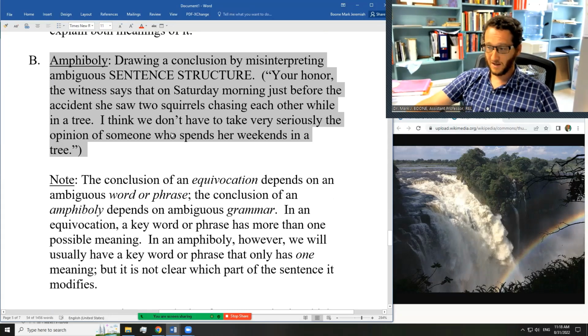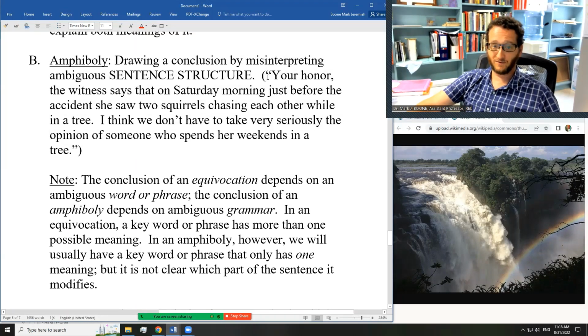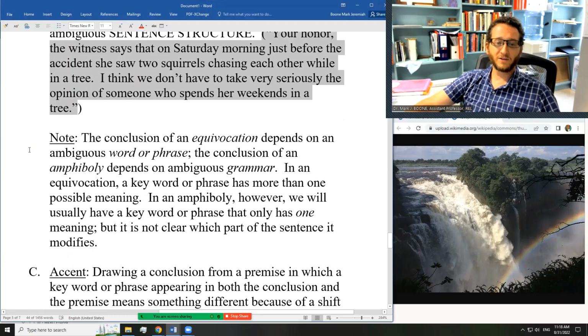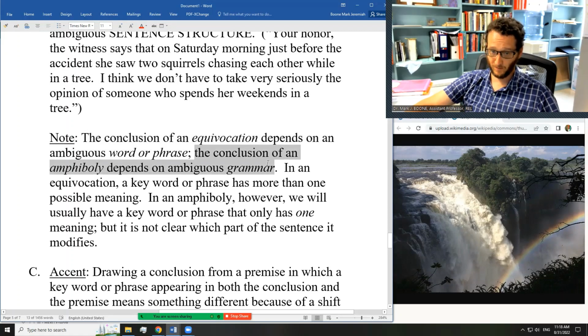Now, this might actually be an ad hominem fallacy as well, but the immediate point here is if the witness says she saw on Saturday morning, just before the accident, two squirrels chasing each other while in a tree, obviously she's talking about the squirrels being in the tree and not herself. The conclusion of an equivocation depends on an ambiguous word or phrase. The conclusion of an amphiboly depends on ambiguous grammar.